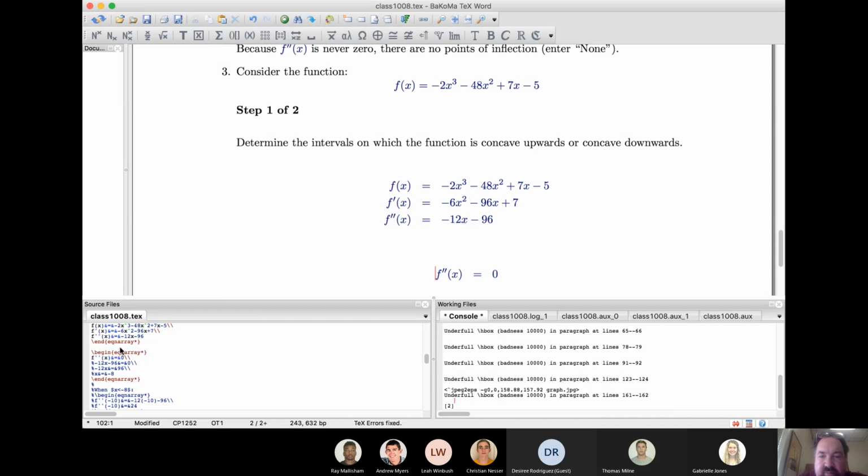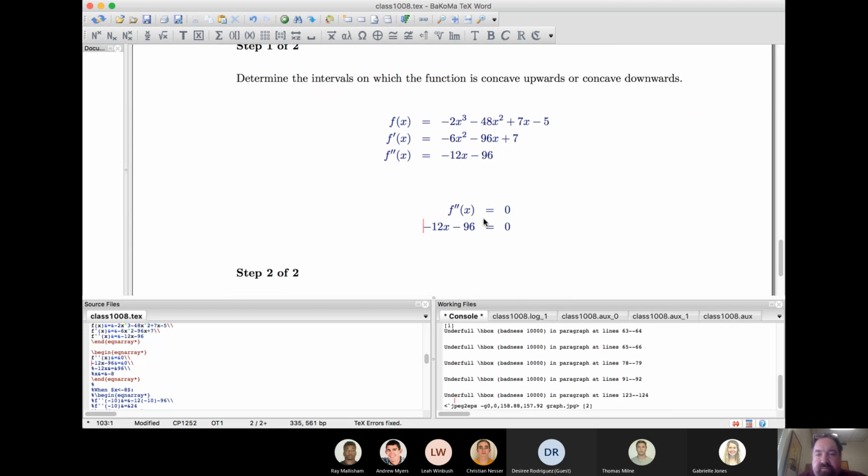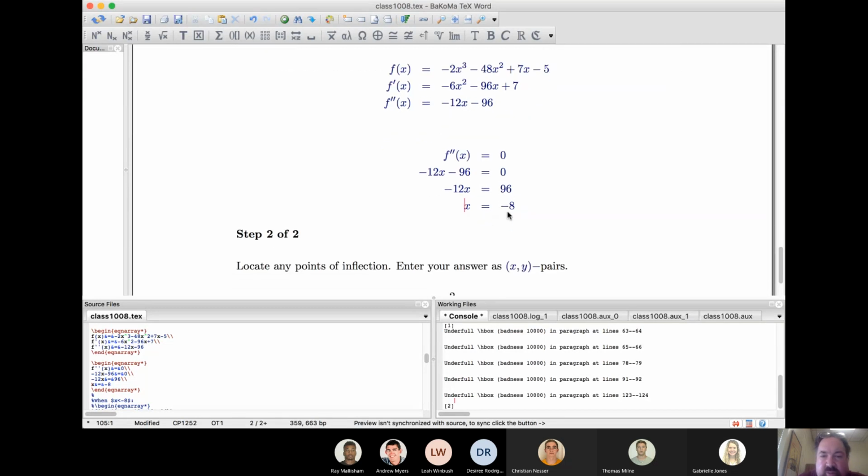All right. So you go ahead and take the second derivative and set that equal to 0. And so what would x be? So what is the solution to this? -8. Yes. So go ahead and move 9 and 6 to the other side, divide by minus 12, and we get -8. So that's one possibility for an inflection point.